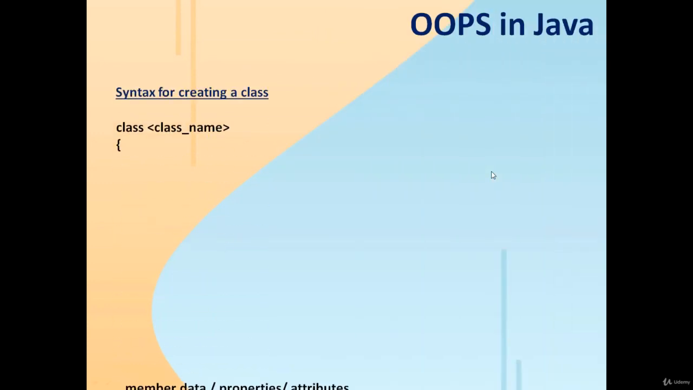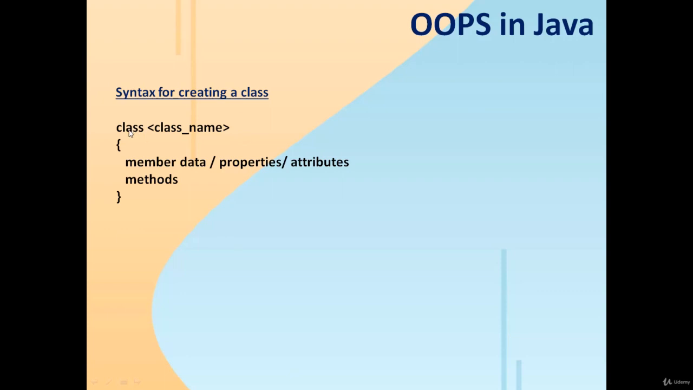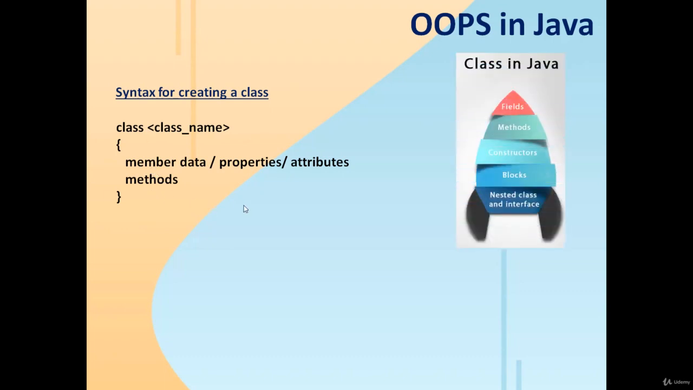As for syntax, a class is created by using the keyword class followed by the class name. Inside this block, a class may contain properties, attributes, or member data, and also functionality. A class may contain fields, that is properties or attributes or member data, and methods. In a real class we can have constructors, a static block, or an initialization block. A class may contain another class, or inner interfaces also, called a nested class or nested interface. A class can be defined inside another class. All these things may come inside a class.